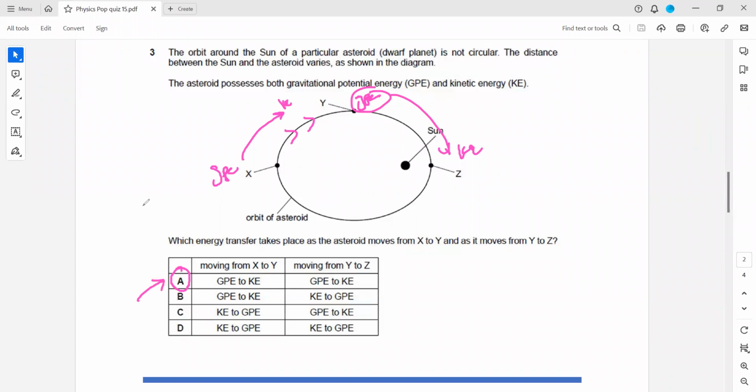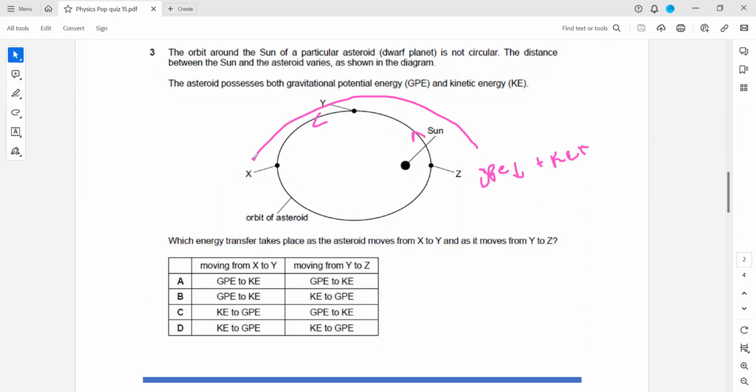If the opposite was happening, like in the same question, they say that it is moving from Z to Y and then Y to X. So now what happened? Because the gravitational potential energy is minimum here and the kinetic energy is maximum. But when it moves in this region, the gravitational potential energy increases and kinetic decreases. So kinetic is changing into potential. The opposite will happen.